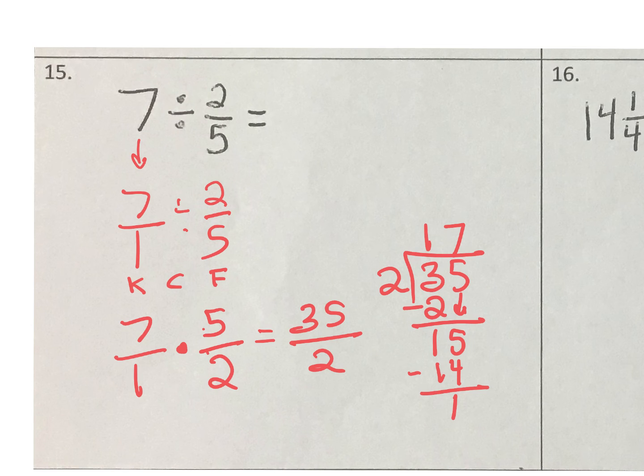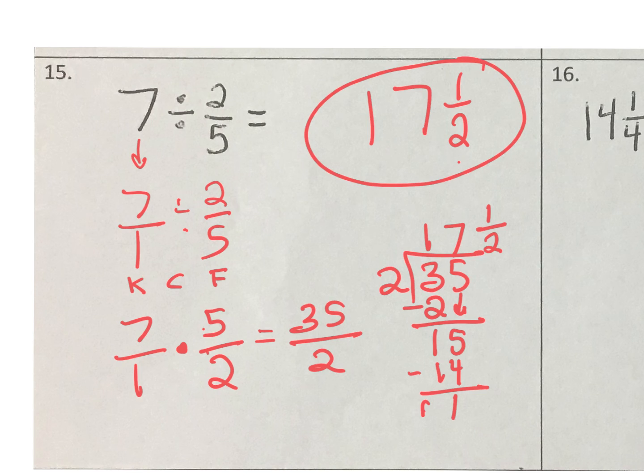Now, because I have fractions, I can end with a fraction. So my remainder is 1. So the 1 goes here and 2 there. 17 and 1/2. Can I simplify the 1/2? Nope. So that's as simple as it gets.